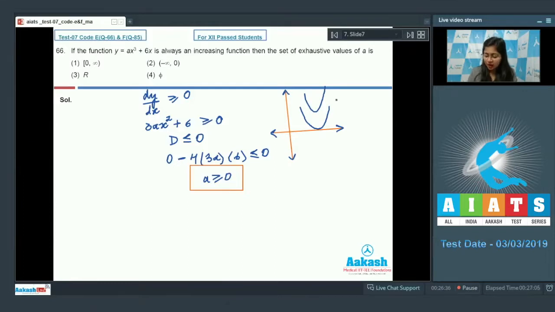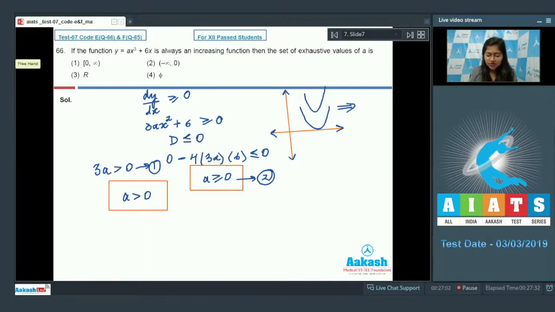Also, from the given graph, we can see that this is possible only when the coefficient of x square is positive. So, from here, the coefficient of x square, that is 3a, that should also be greater than 0. So, taking intersection of 1 and 2, we will get that a is greater than 0. That is what we get from here.